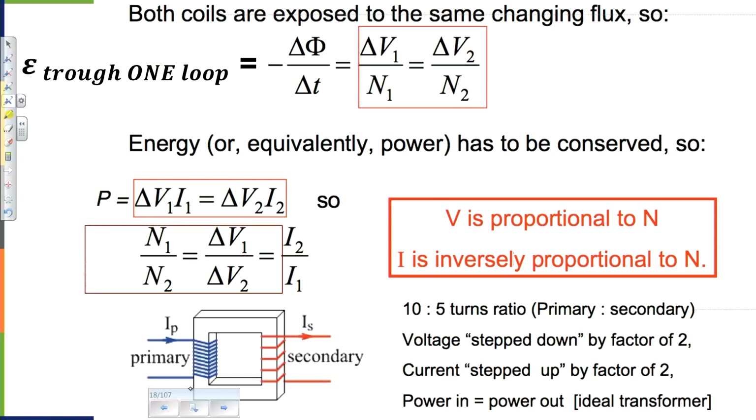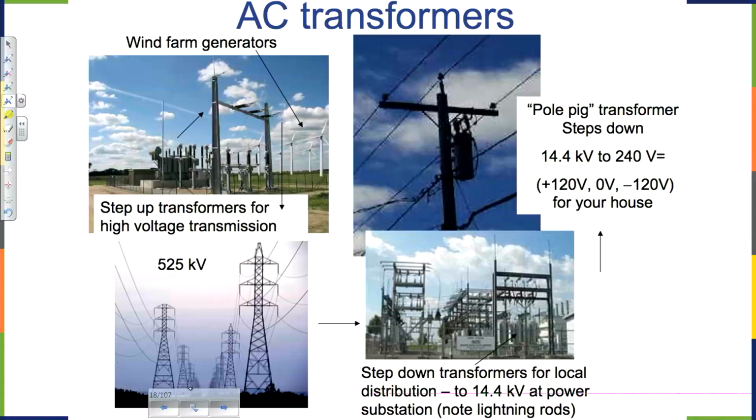When voltage goes up, we call it a step up transformer. But when voltage goes up, electric current goes down. When voltage goes down, we call it a step down transformer. But when voltage goes down, current goes up. And we can use this to manipulate electric current and voltage. This is how we use it.